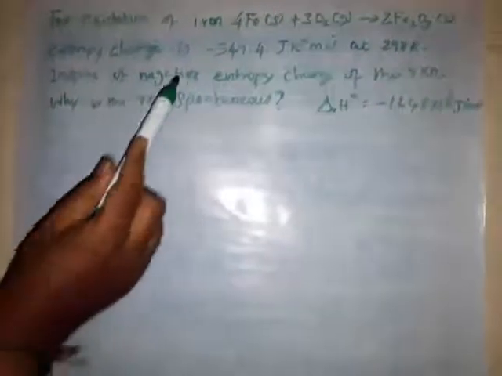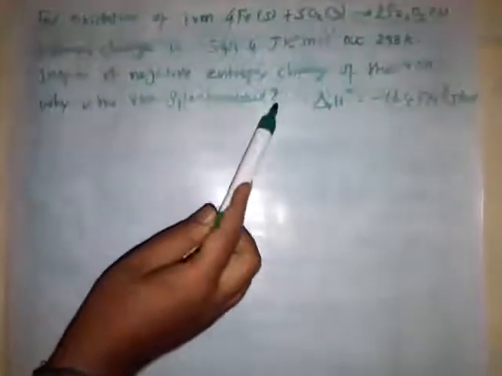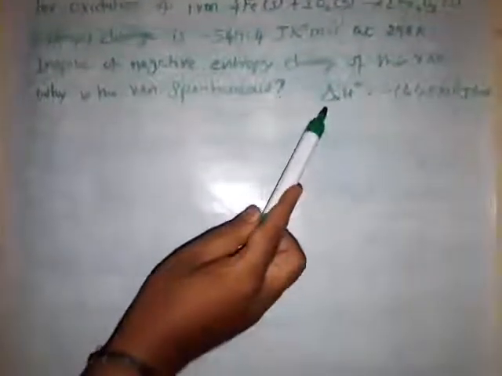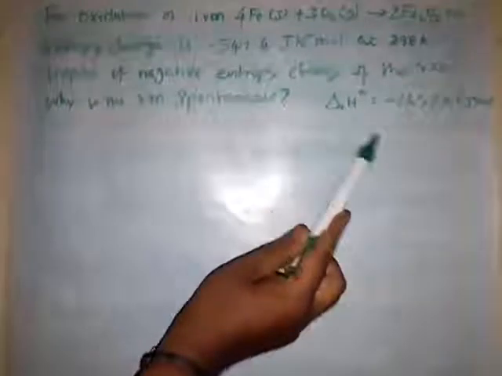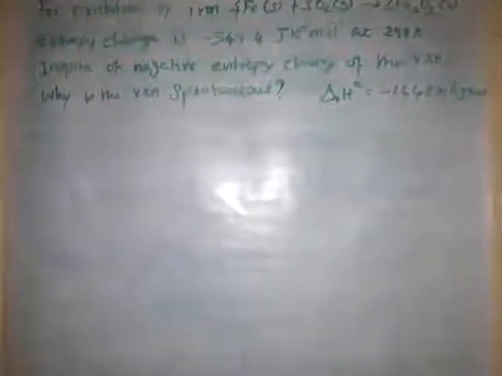Look at this problem. For oxidation of iron, 4 moles of iron solid react with 3 moles of oxygen gas to give 2 moles of Fe2O3, iron(III) oxide solid. Here the entropy change is minus 549.4 joule per Kelvin per mole at 298 Kelvin. So in spite of the negative entropy change of this reaction, why is the reaction spontaneous? Here the standard enthalpy change for the reaction is minus 1648 into 10 power 3 joule per mole. Now we have to find out why this reaction is spontaneous.